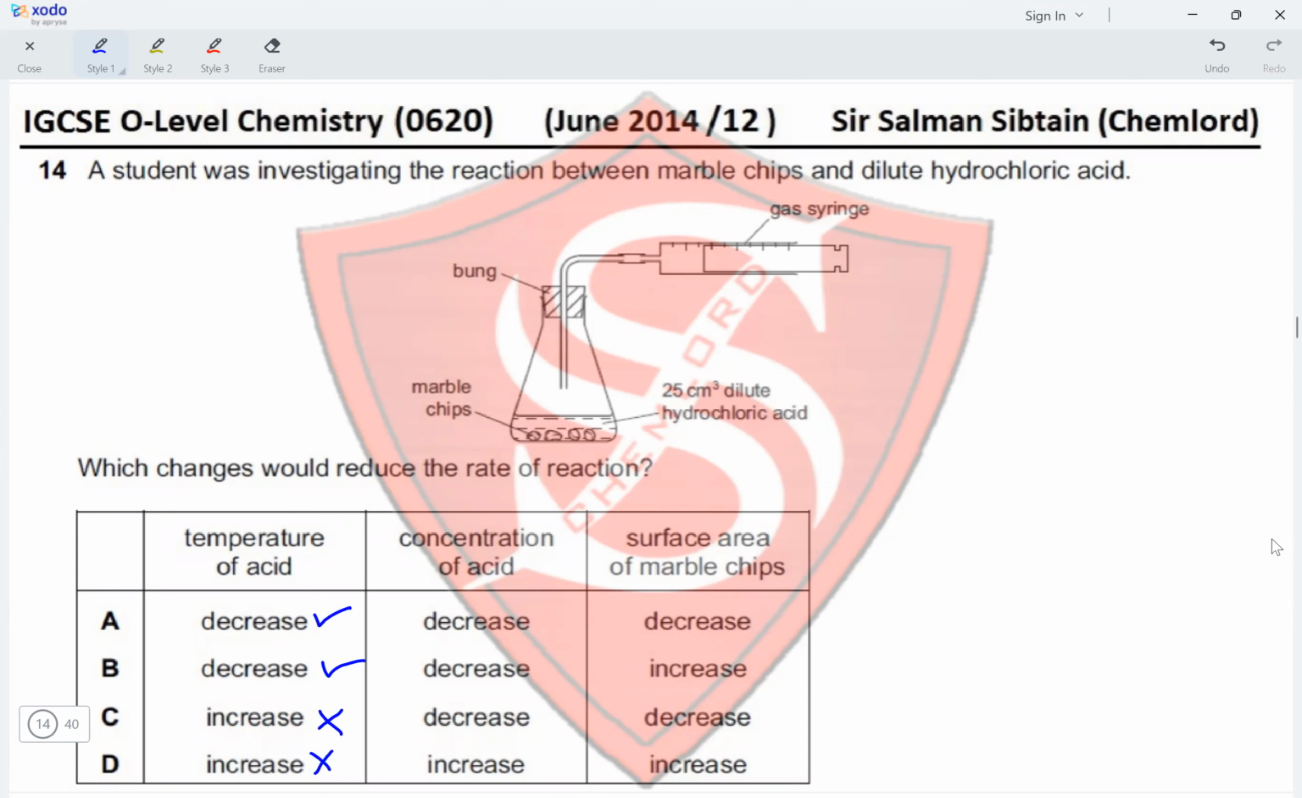Concentration of the acid. If the concentration of acid is high, then the rate of reaction would be faster. If it is low, then the rate of reaction would be lower. So the concentration of acid would decrease, which is true in both A and B. And surface area of marble chips should increase in order to decrease the rate of reaction, because this would decrease the exposed surface area. So this eliminates option B and makes option A the correct option for this question.